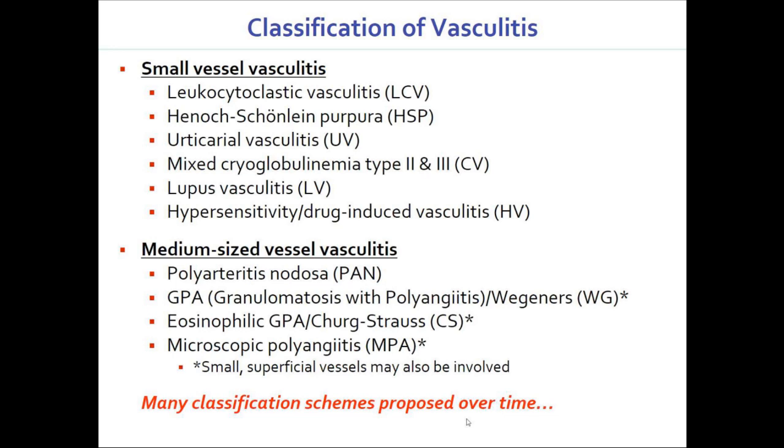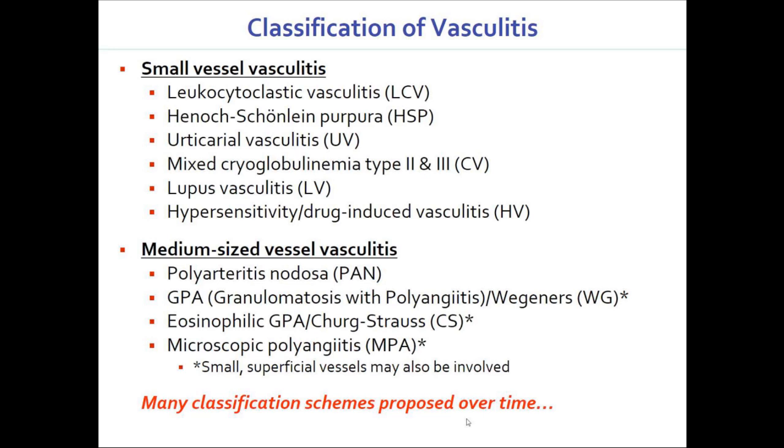Based on this schema, it seems reasonable to classify vasculitis based on the vessel size. So small vessel vasculitides we recognize as lupus vasculitis, Henoch-Schönlein purpura, hypersensitivity vasculitis, and medium-sized vessel vasculitides include eosinophilic granulomatosis with polyangiitis, microscopic polyangiitis, and so forth.